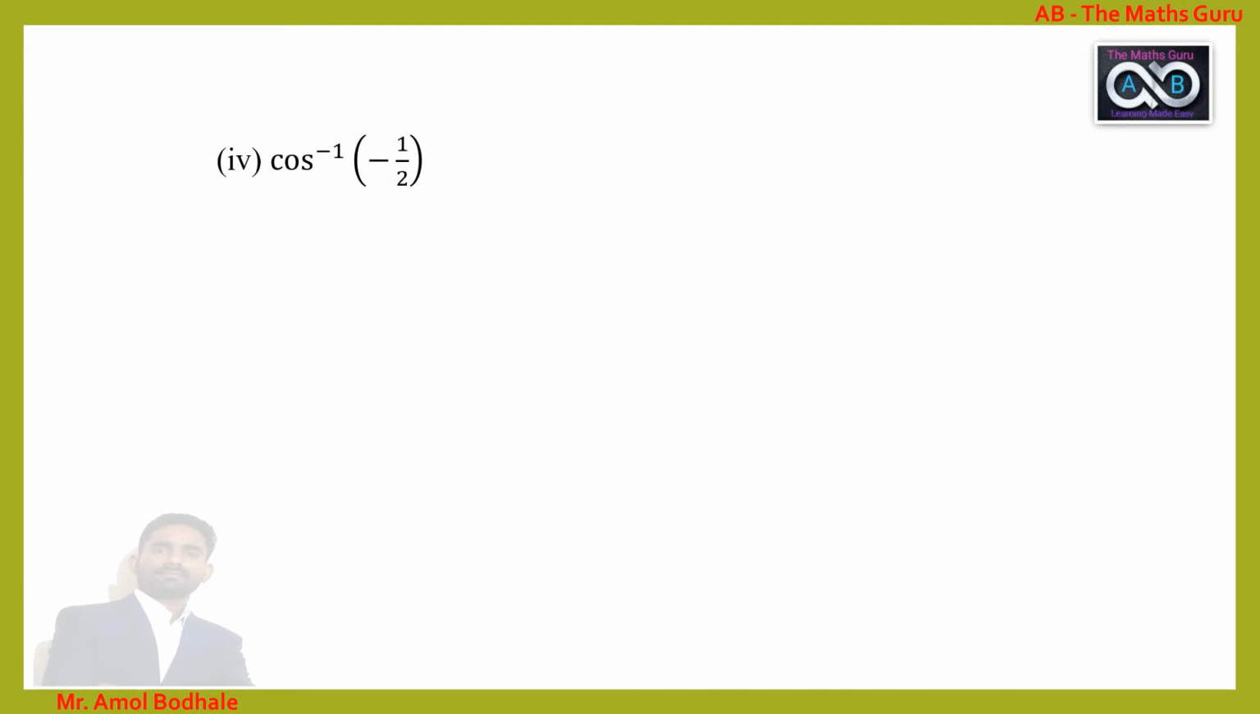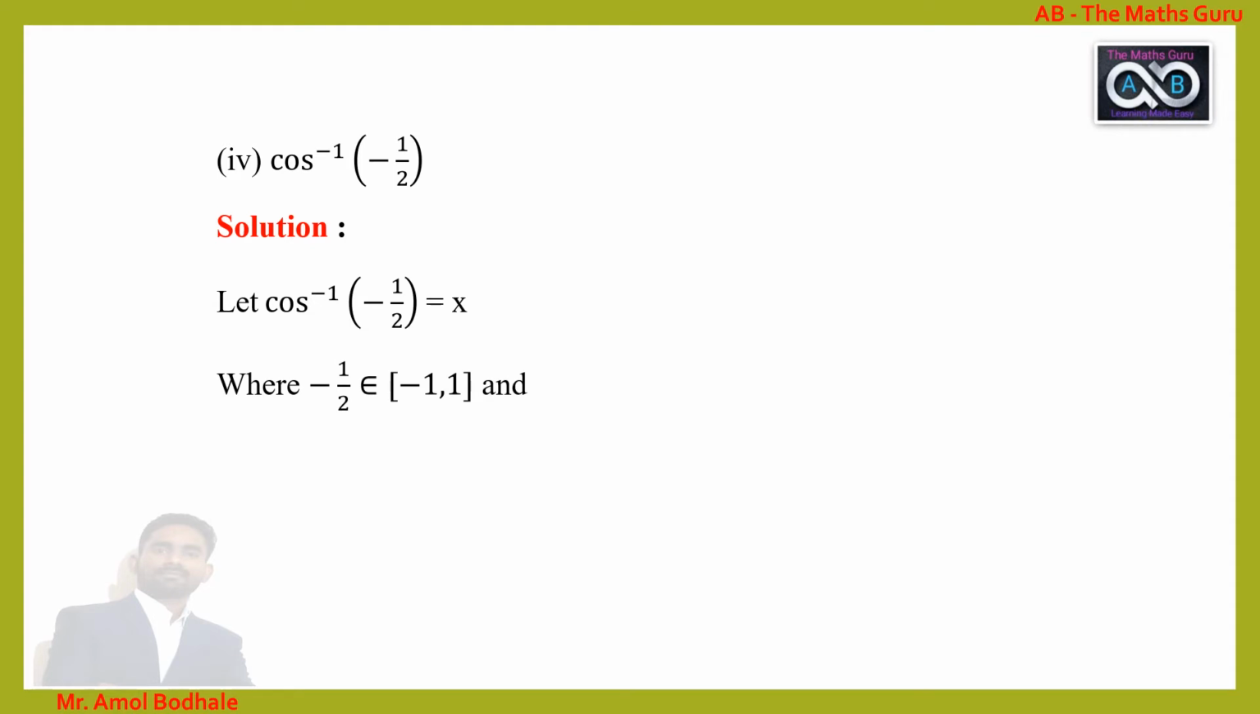Let's see cos inverse of minus 1 by 2. Let cos inverse of minus 1 by 2 equal x. So here minus 1 by 2 belongs to the domain of cos inverse and x belongs to the range of cos inverse. Minus 1 by 2 belongs to the closed interval minus 1 comma 1 and x belongs to the closed interval 0 comma pi. As cos inverse of minus 1 by 2 equals x, cos x is equal to minus 1 by 2. As we know, cos x is half for cos of pi by 3. So cos x equals minus cos pi by 3.